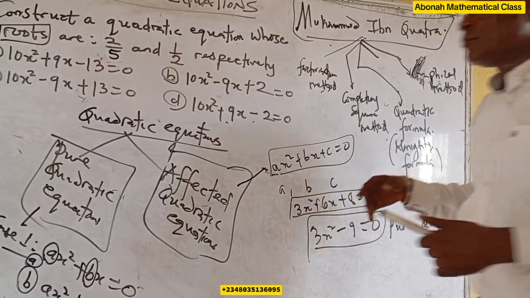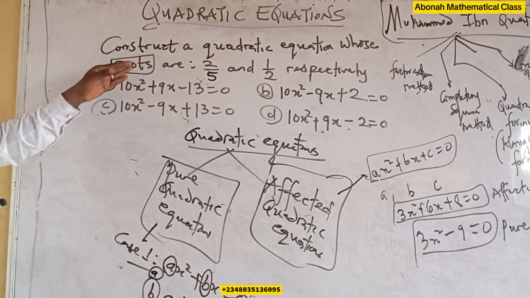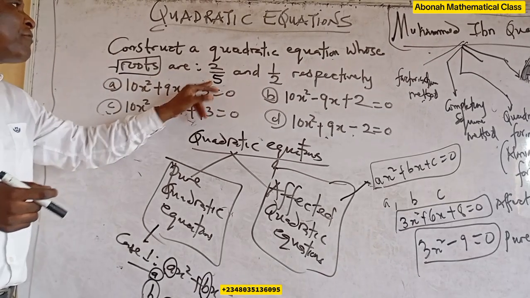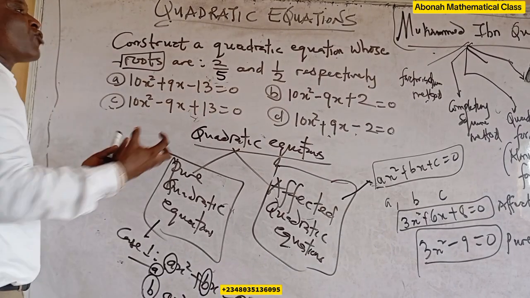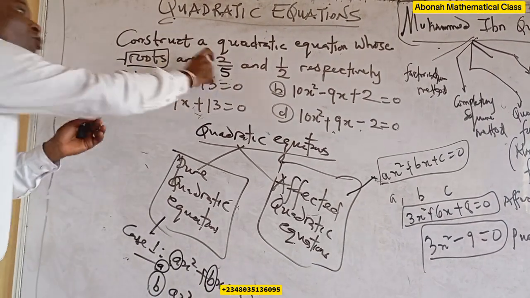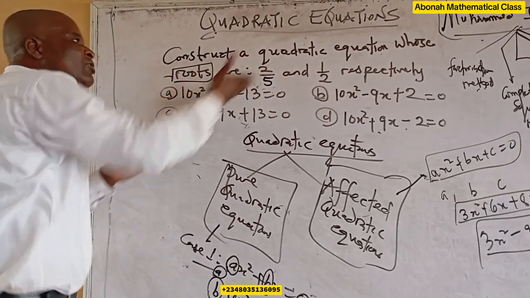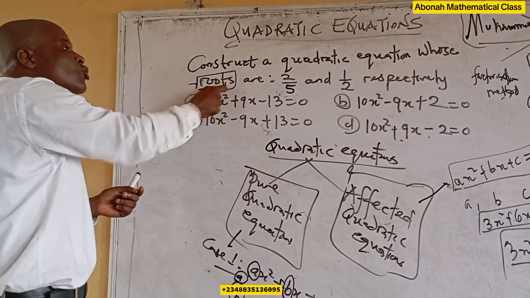The question of the day: construct a quadratic equation whose roots, another word for root is solution, are 2/5 and 1/2 respectively. A particular question has been solved, that's why we are seeing the answer. They want us to use the roots to get the particular equation that led to this answer. In quadratic, we don't call it answer, we call it roots or solution.